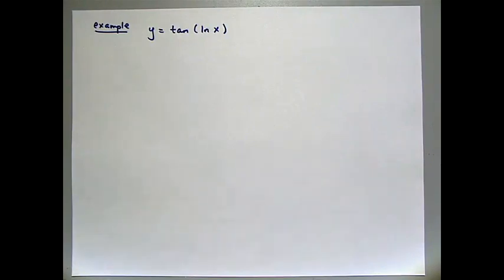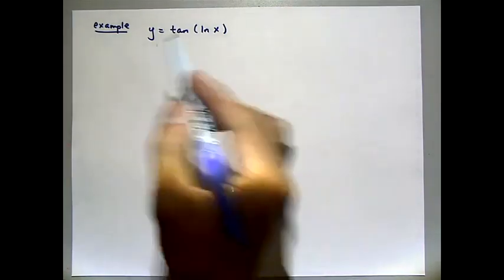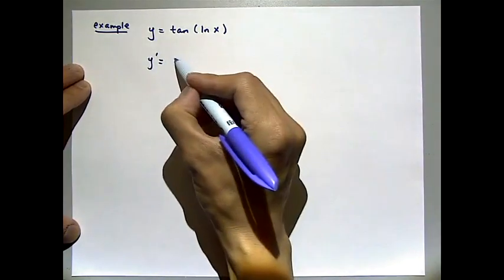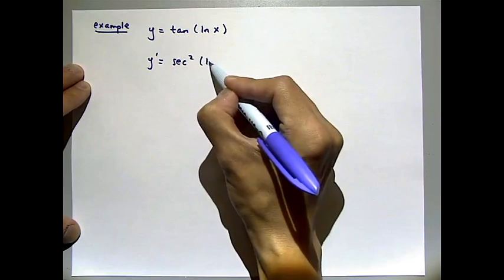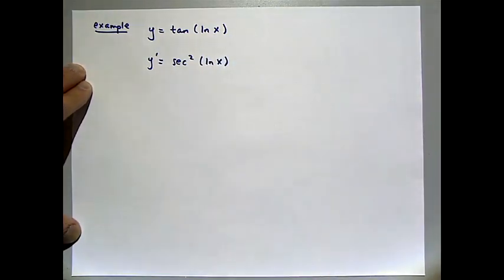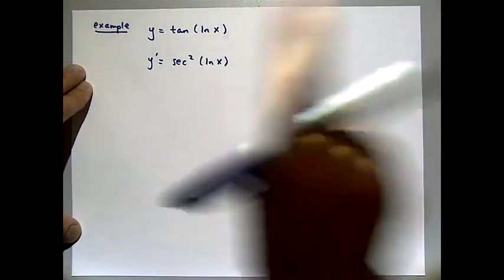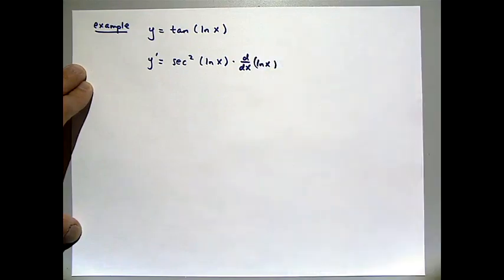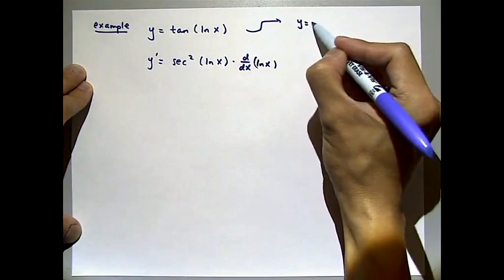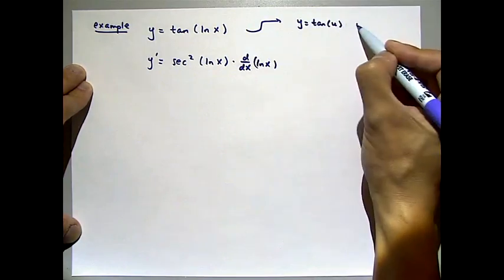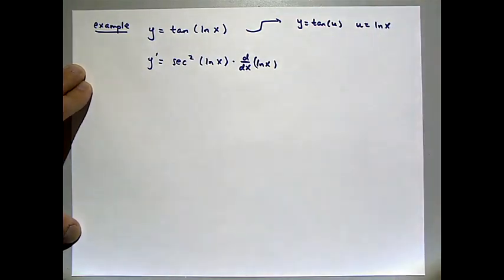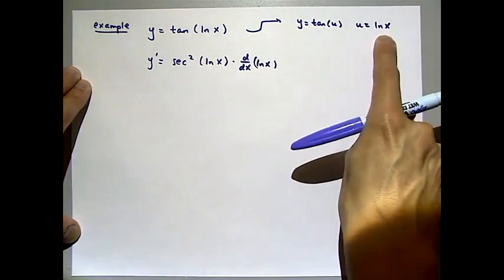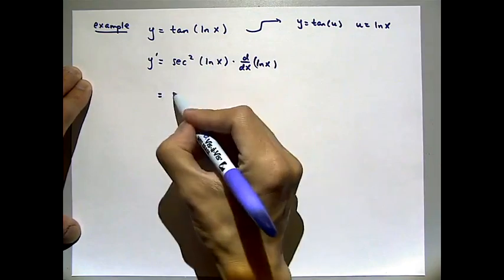All right, back to this example. This one's not so bad. We know how to take care of tangent of u, right? So the derivative is simply secant squared of u, whatever you want u to be. In this case, natural log of x is a very good choice for u, times du dx, the derivative of ln of x. So there's our dy du, secant squared of u times du dx. And we know what this is equal to now.